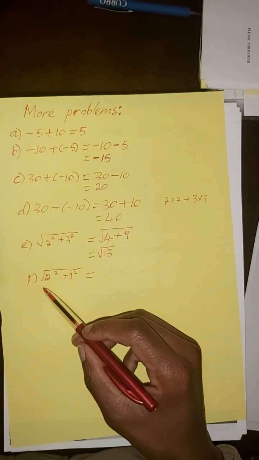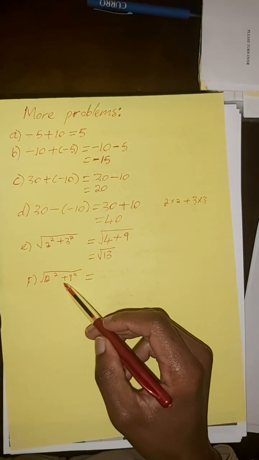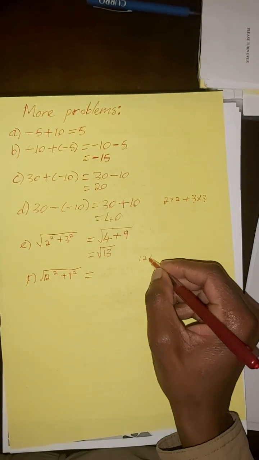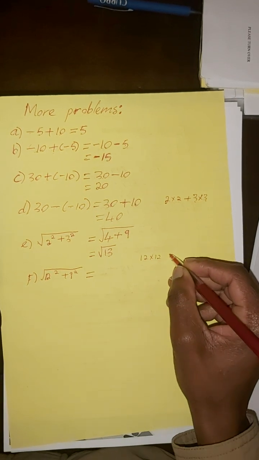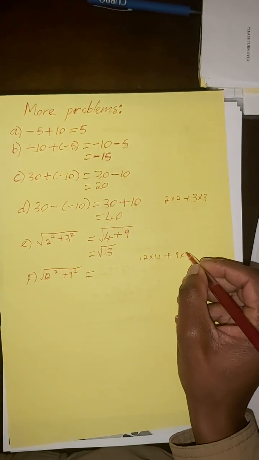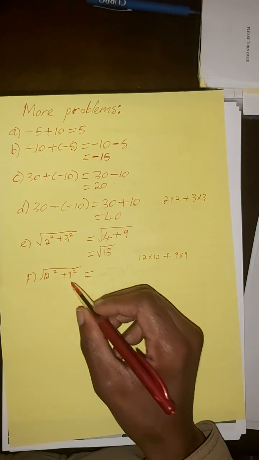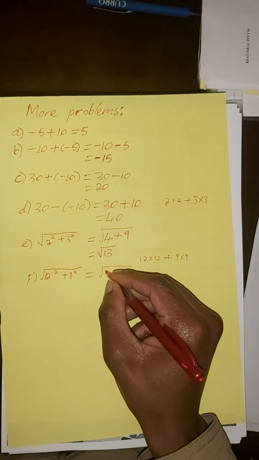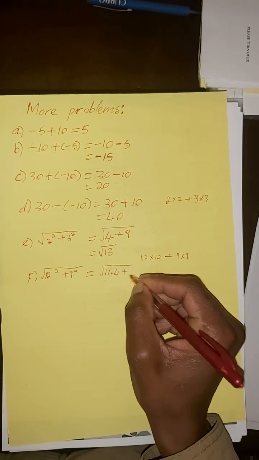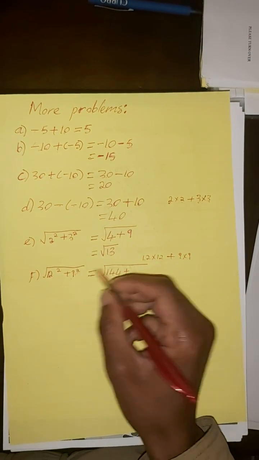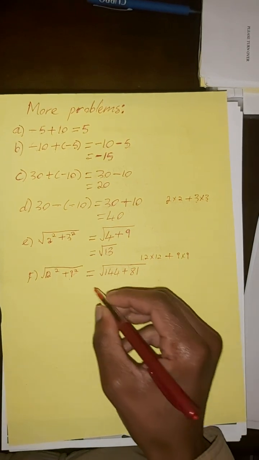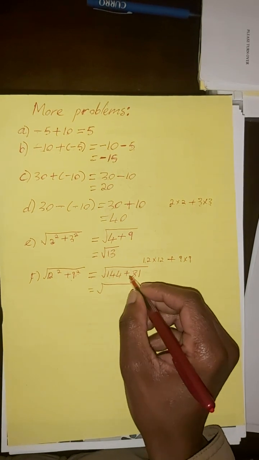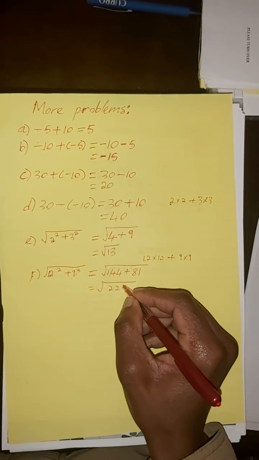Okay, for this one, guys, we have the square root of 12 squared plus 9 squared. Again, for you to solve this with a calculator, you would say 12 times 12, which is 12 squared, plus 9 times 9, which is 9 squared. Under the square root, 12 squared gives you 144, plus 9 squared, which would give you 81. Then you add these two numbers. When you add the two numbers, you would get 225.